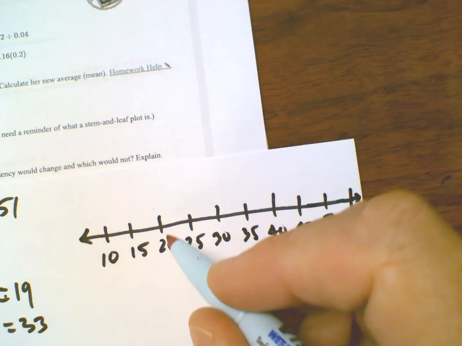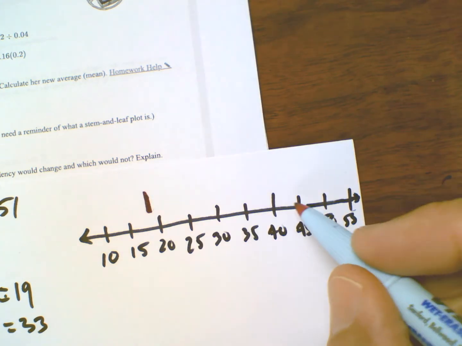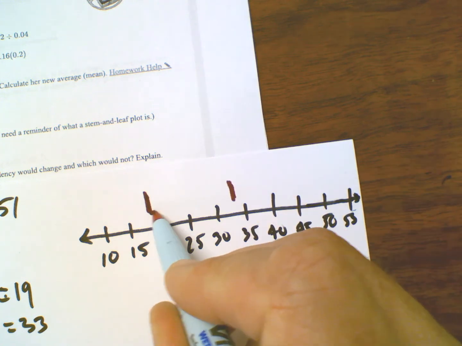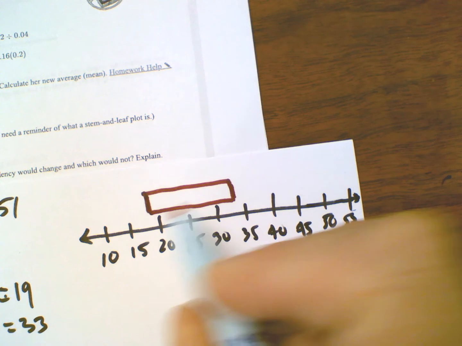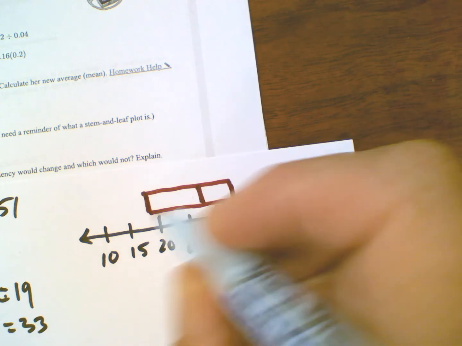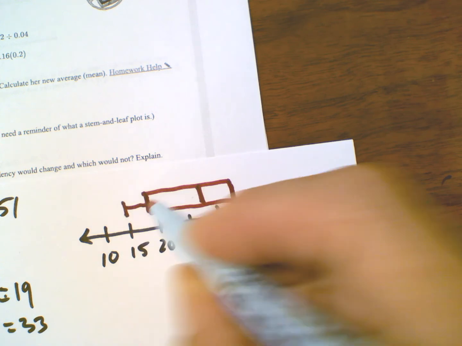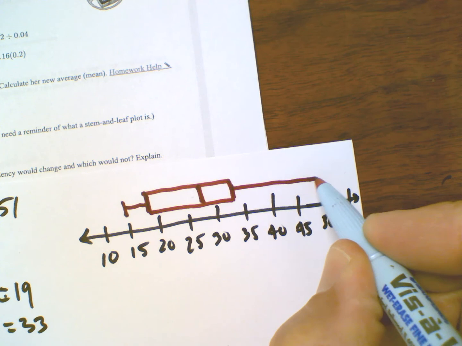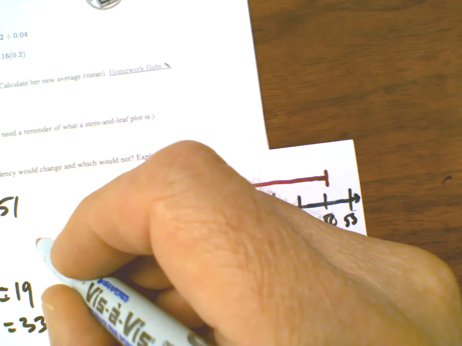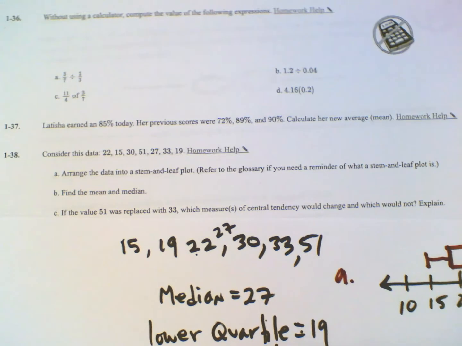Let's see, my lower quartile is at 19. So I'm going to put it right here. My upper quartile is at 33, right about there. And then I build my box. I put in my median. My median is 27, right about here. And then my whiskers would go down to 15, as low as 15, and all the way up to 51. So there's my box. So that's A. So that was part A for this problem.